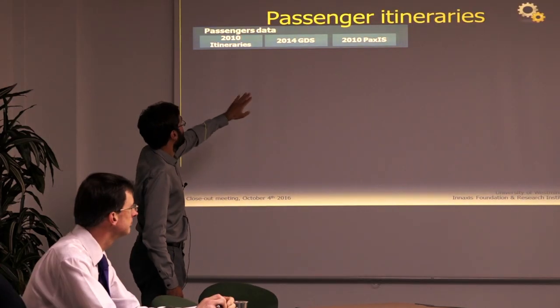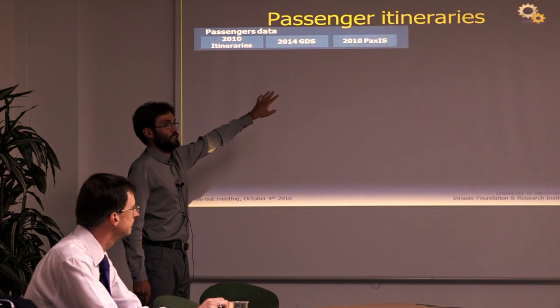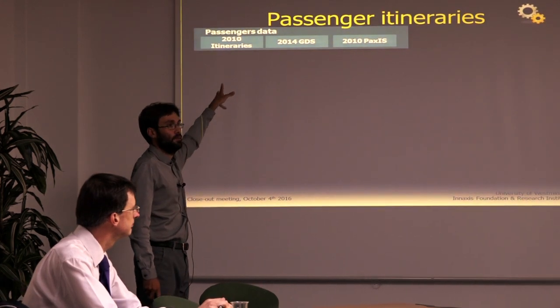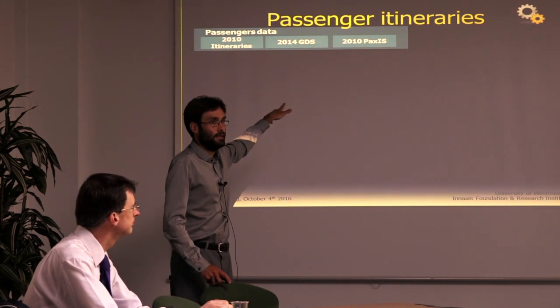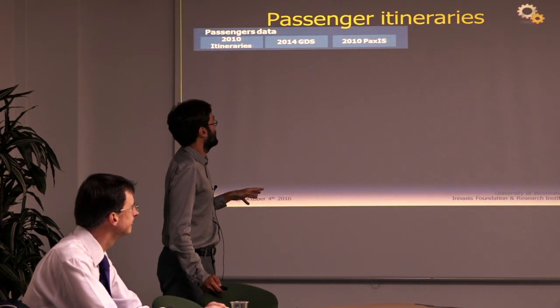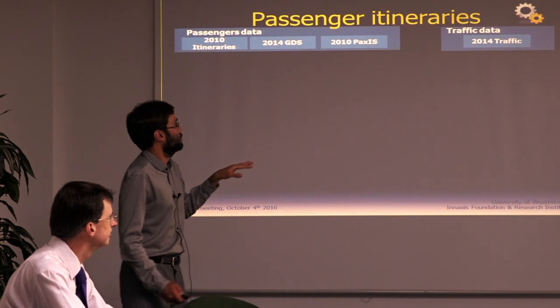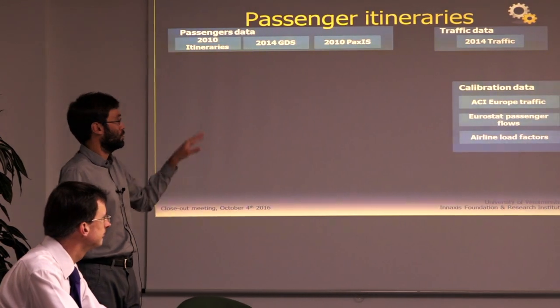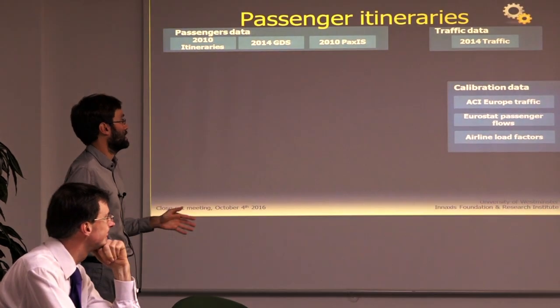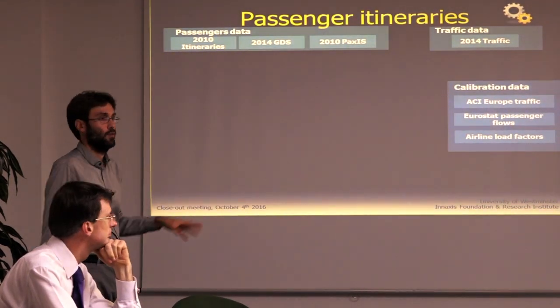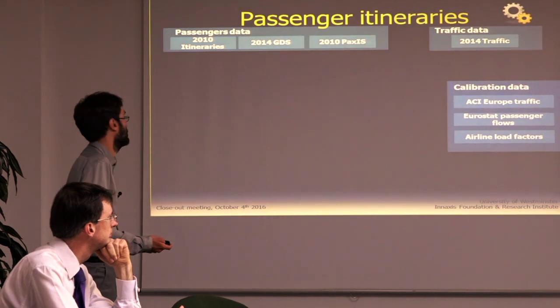And then we have passenger data that comes from different sources. We have 2010 itineraries coming from a previous project of POEM. We have 2014 GDS data, and we have also 2010 PAXIS data. We have the traffic data for 2014, and we have some data to do the calibration coming from industry, like ACI Europe, Eurostat passenger flows, and airline load factors. So we need to combine all these to get individual passengers.